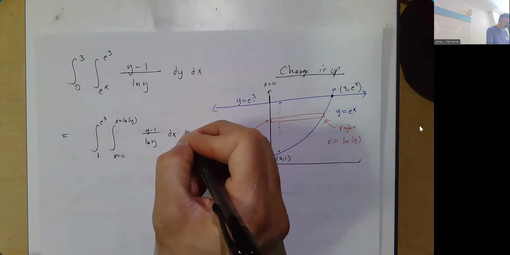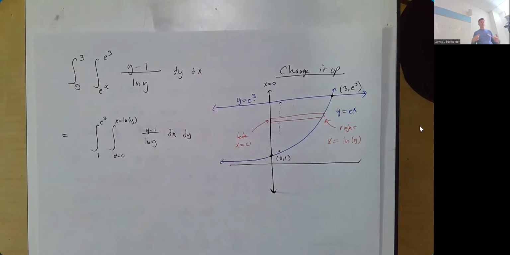This looks promising because I can see that when we anti-differentiate, we're going to get x times that stuff. Then we're going to plug in the natural log of y for x, and it's going to cancel the natural log of y in the bottom. And we're going to subtract and plug in 0 for x, which is just going to give us the 0.